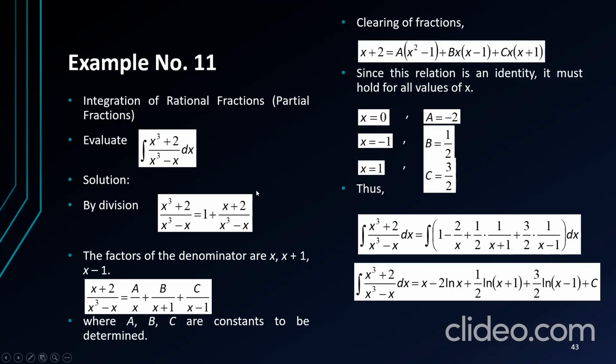So, the factors of the denominator are x, x plus 1, and x minus 1, because it becomes x times x squared minus 1, and x squared minus 1 is x plus 1 times x minus 1. Okay? This is just a review. So, x plus 2 over x cubed minus x is equal to a over x plus b over x plus 1 plus c over x minus 1. This is partial fraction. This was already discussed in algebra, right? Where a, b, c are constants to be determined. So since, solving for the top, wait, can you see it?